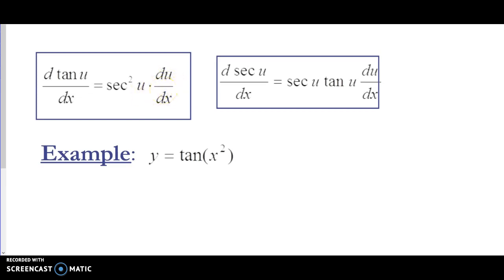So let's take a look at our first derivative. We know that the derivative of tangent of x is secant squared of x. So its derivative for tangent of x squared is going to be secant squared of what's inside, which is x squared. But don't forget to multiply by the derivative of the inside. This is my chain rule, 2x. Done.